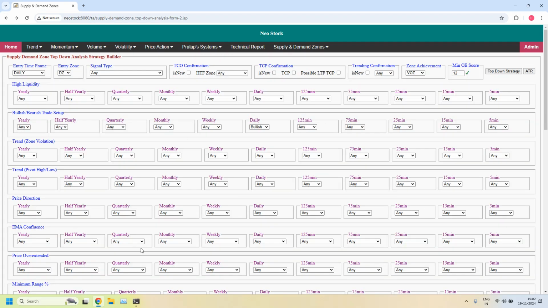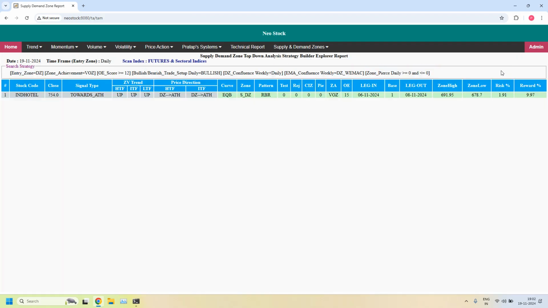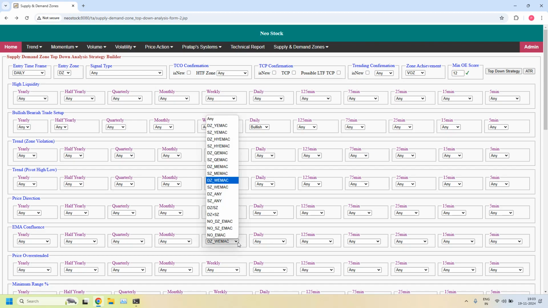Let's verify. So in the EMA confluence, weekly time frame, weekly demand zone having weekly EMA confluence, we got 1 stock. So this is a high probability setup supported stock. Okay, next let us identify LTF, ITF and HTF demand zone confluence. I am removing this EMA filter.